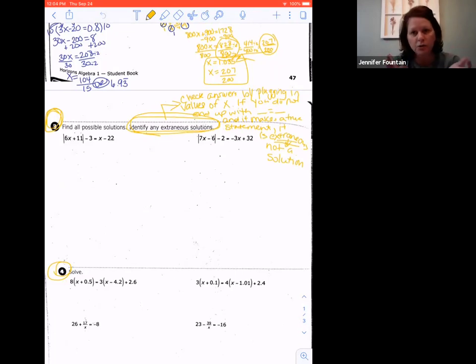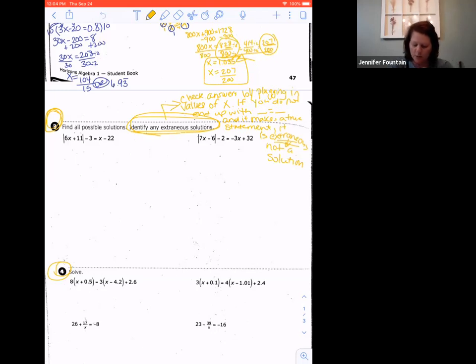When we get our answers, we plug them back in to test them to see if they make true statements. If they're both true, then there's two answers for that problem. If only one is true and the other's extraneous, then that means there's only one real answer for that problem. So that's what you'll need to do only for the absolute value questions.